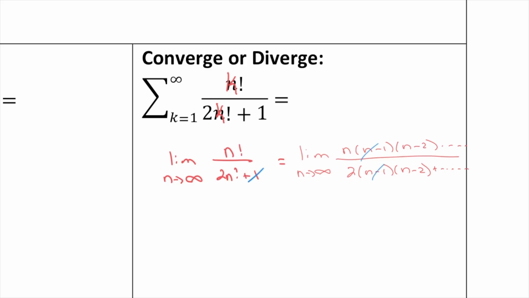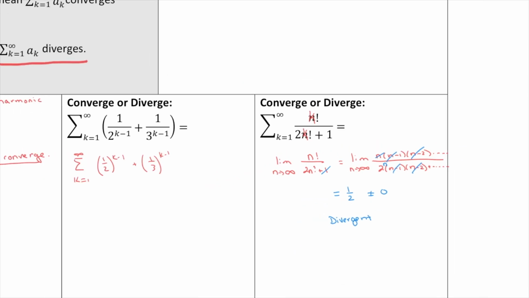What happens? We cancel out our like factors. Don't forget n is also going to be canceled out because it started at n. You're going to be left with 1/2. Wait, 1/2 is not 0, so that tells us that our infinite series is going to be diverging. So it is a divergent infinite series.